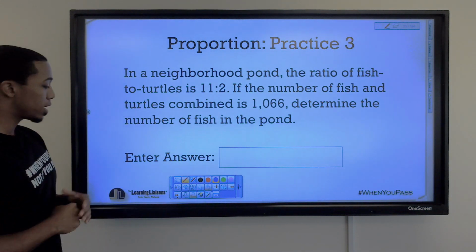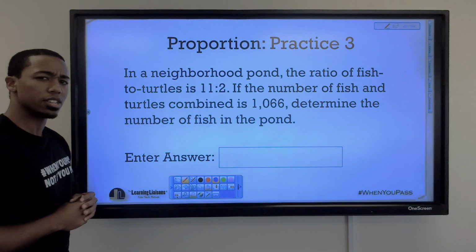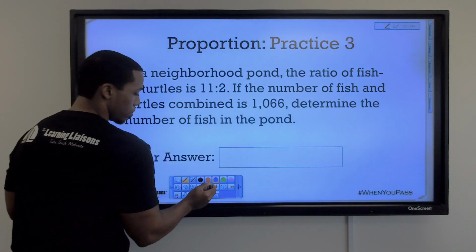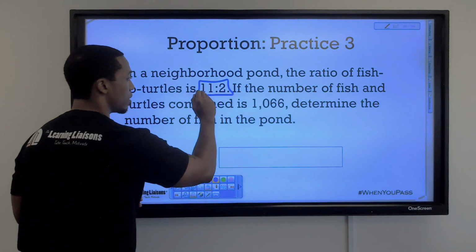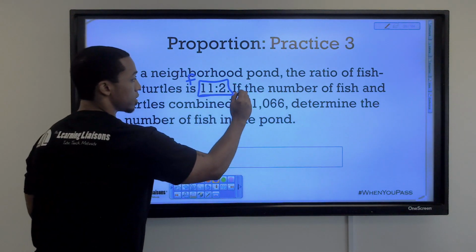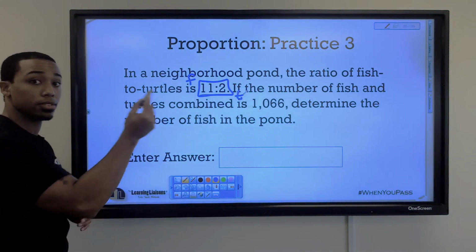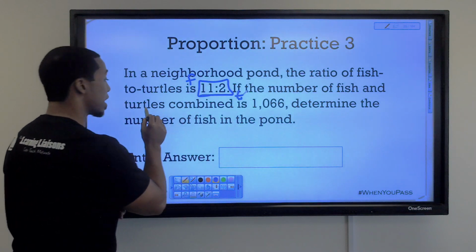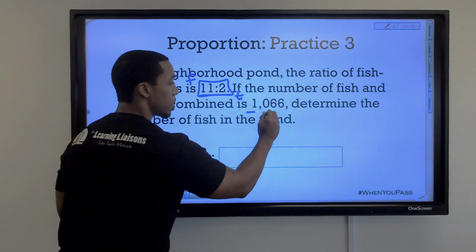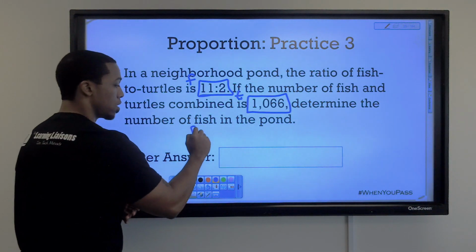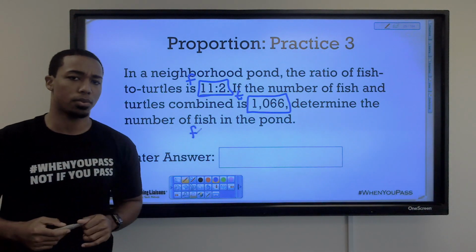So let's collect our information here before we move on to the next screen. Ratio of fish to turtles is 11 to 2. Wow, that's a gift in itself. Fish to turtles, so make sure this is F and this is T. Fish, turtles. Left, right. If the number of fish and turtles combined is 1,066, determine the number of fish. So we're looking for F.